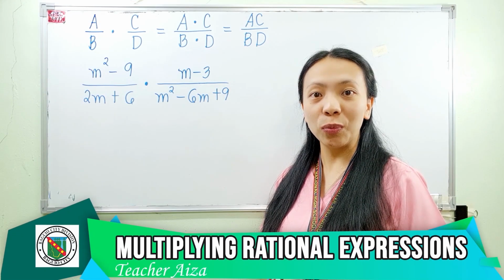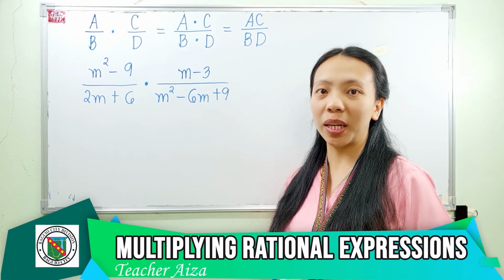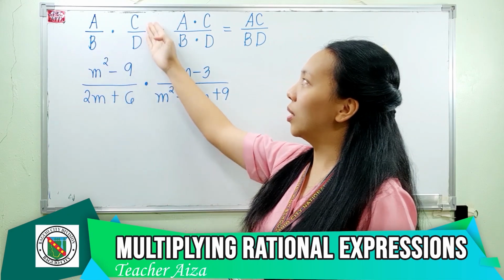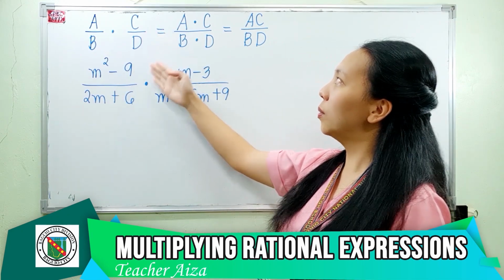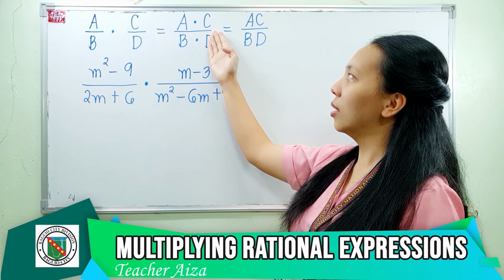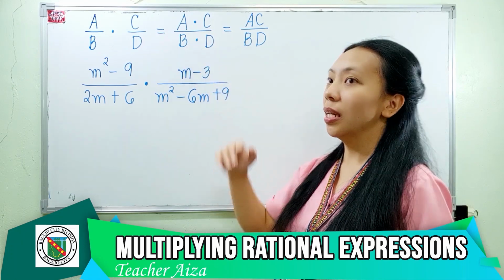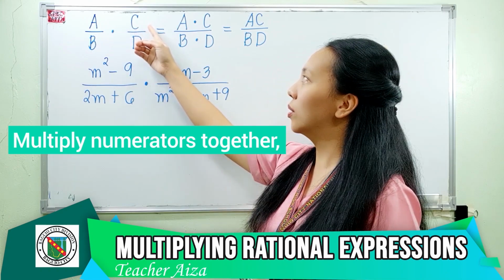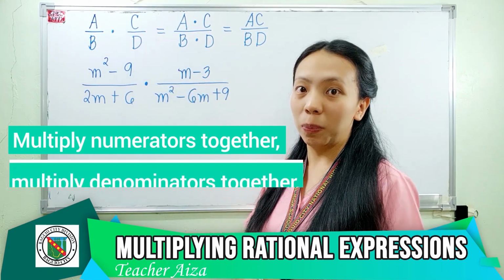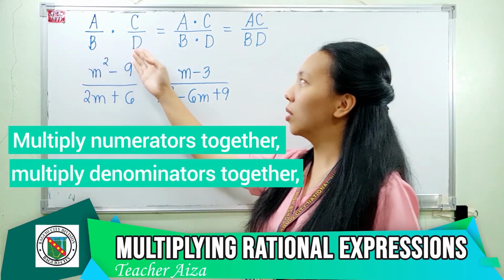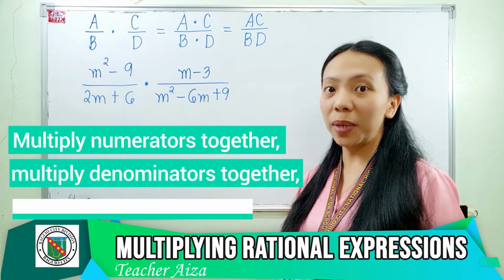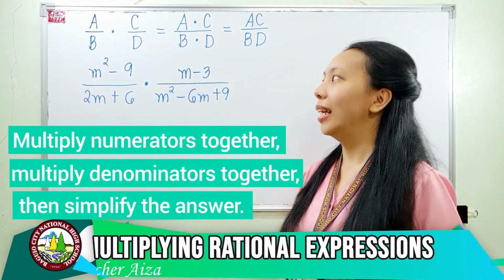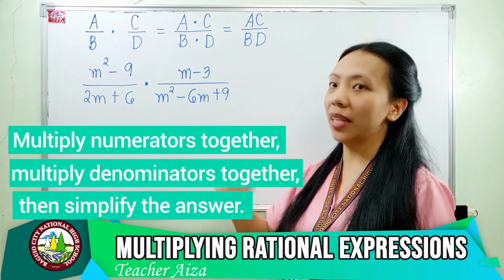Here is the rule when we multiply rational algebraic expressions. A over B times C over D is equal to A times C all over B times D. This means that we multiply all the numerators together and multiply all the denominators together. After doing that, we simplify the answer. Let's do that in this example.